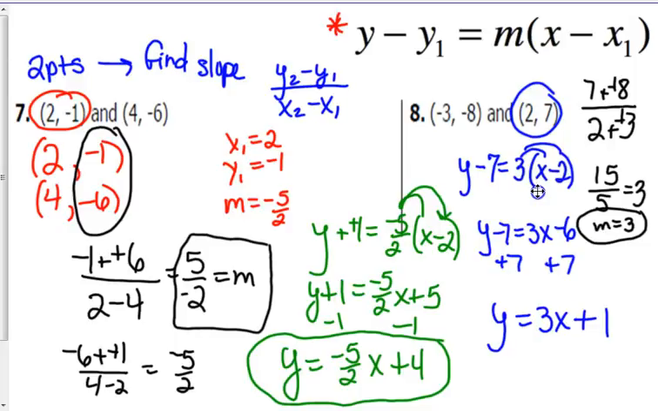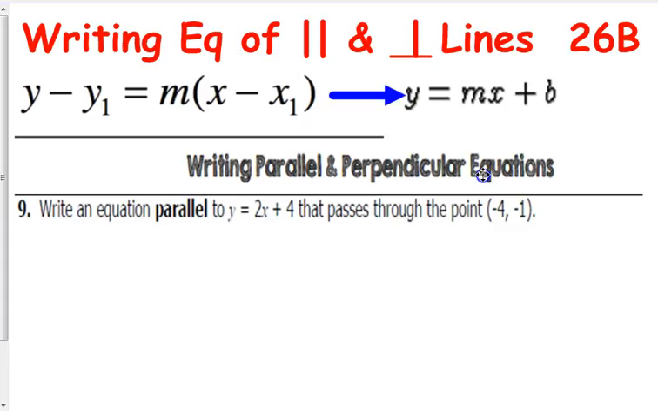Okay. Right. Okay, you just lost that negative on the 2 there. Everybody okay? All right. It will work if you use negative 3, negative 8 as well. Just watch your double negatives. All right, moving on to 26B.